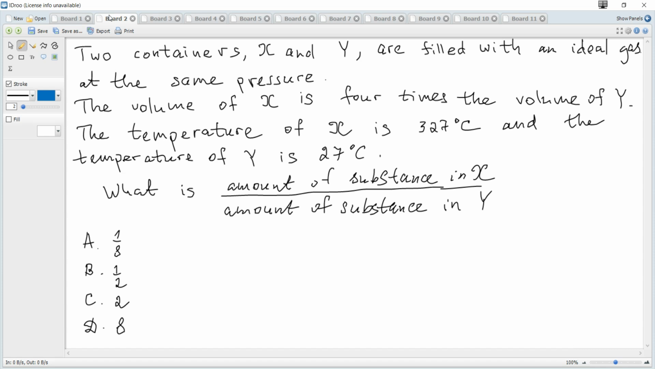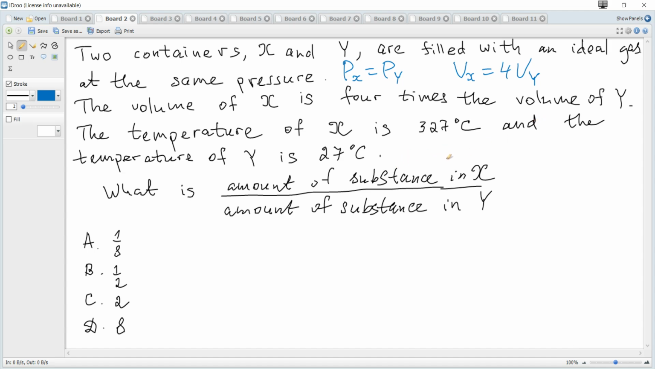The next question: two containers X and Y are filled with an ideal gas at the same pressure. So the pressure of X is equal to the pressure of Y. The volume of X is 4 times the volume of Y. The temperature of X is 327 and the temperature of Y is 27 degrees Celsius.